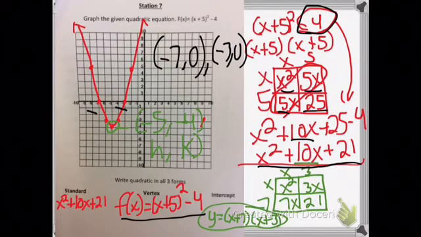So right here I just change 7 to a positive, change 3 to a positive, and I have my intercept form just by looking at our graph.